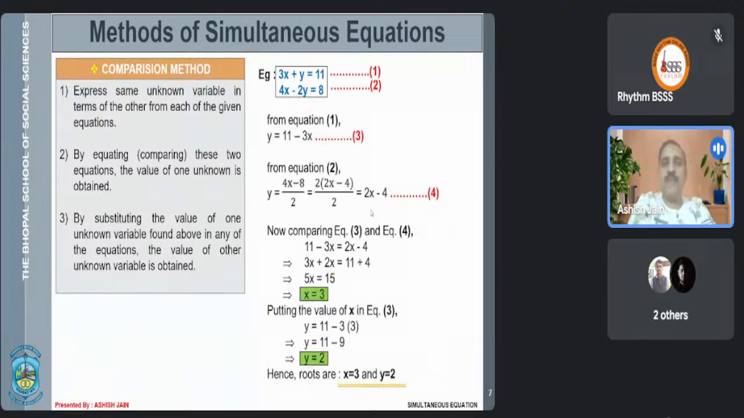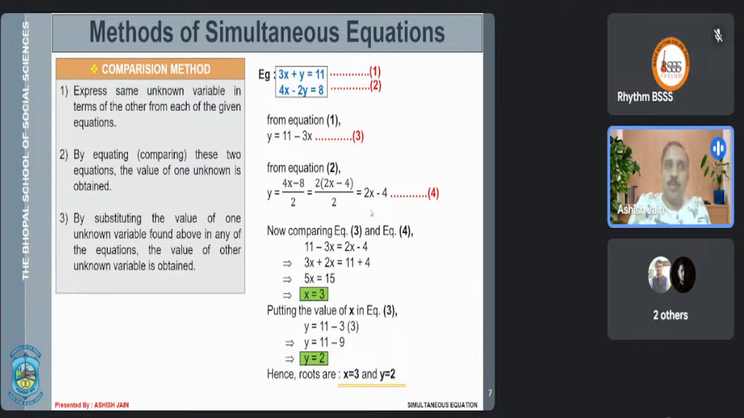Then what we'll do? We will find the value of the same unknown variable from both the equations. So from equation number 1, I say that the value of y is equal to 11 minus 3x. Similarly, from equation number 2, I say that the value of y is equal to (4x minus 8) upon 2. हमने किया क्या है? Minus 2y we have taken to the right hand side, it becomes plus 2y. 8 I have taken this side, so it becomes minus 8. So it is 4x minus 8, which is equal to 2y. It means to get the value of y, I have to divide it by 2. So my answer is (4x minus 8) divided by 2.